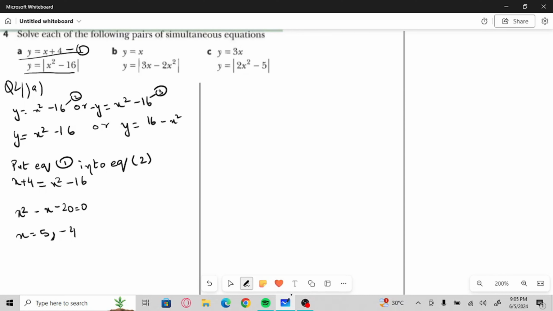And for the second thing, we are going to put equation 1 into equation number 3. So what it will become is x plus 4 is equals to, what's equation 3? 16 minus x squared. Okay, 16 minus x squared, it will become x squared plus x minus 12 is equals to 0.